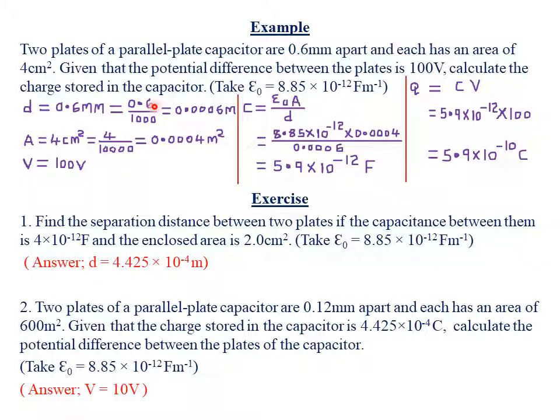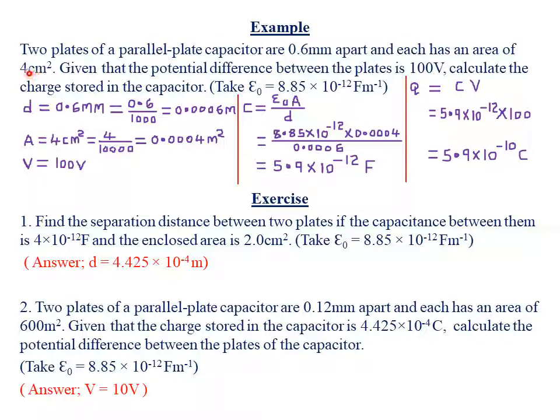So we know that 1,000 millimeters is equal to 1 meter. What about 0.6 millimeters? So that will be 0.6 over 1,000 millimeters times 1 meter, which gives us 0.0006 meters. Next, we are given that each has an area of 4 centimeters square.